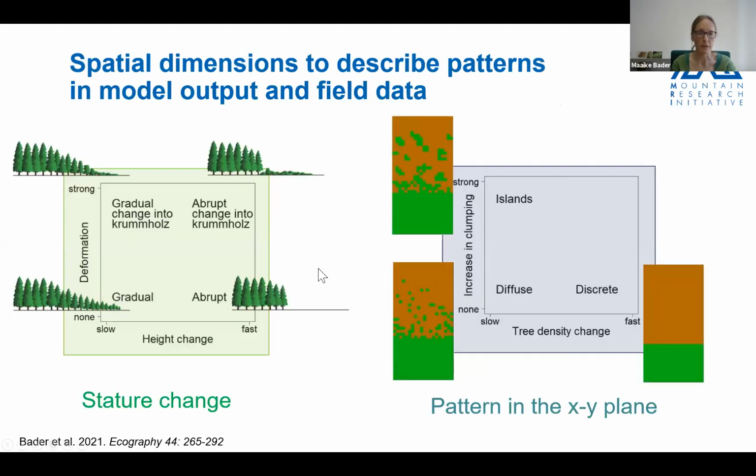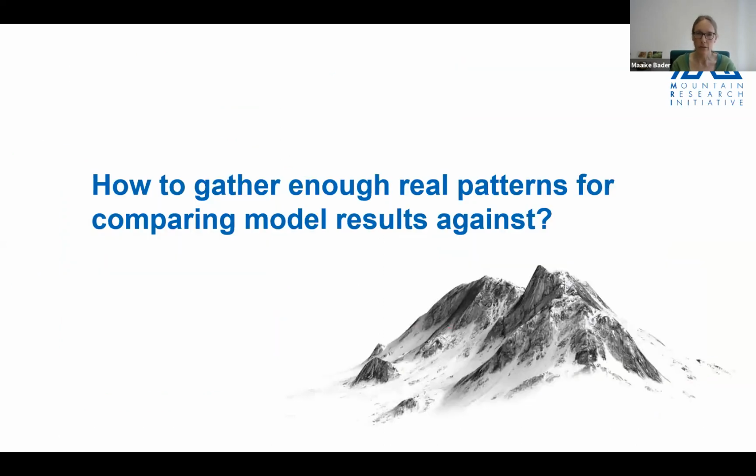And then we're using these different dimensions to decide whether our model really fits the data or not. We're looking at how abrupt the height change of the trees is, how much deformation is happening in these trees. So these are the stature changes. We're looking at it from the side, and then the patterns in the XY plane is what you would see from above using, for example, aerial images. And then we're looking at, do we have a discrete boundary, or do we have a diffuse change, or do we have a clumping of the trees into islands? Those are all criteria to evaluate this data.